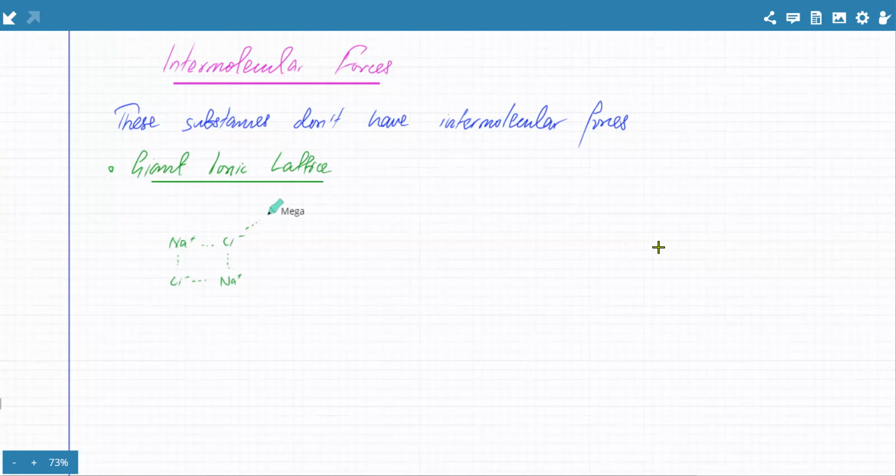It's going to be Cl ions attracting sodium ions back again, sodium ions attracting Cl ions. So they would be forming cubic lattices where lots of positive ions and negative ions attract each other. So they only have ionic bonds. There is no intermolecular force.